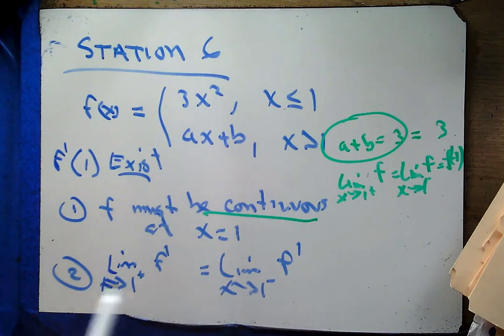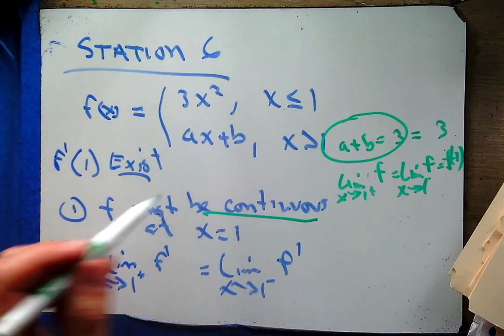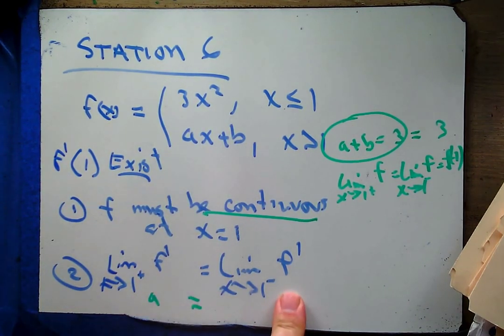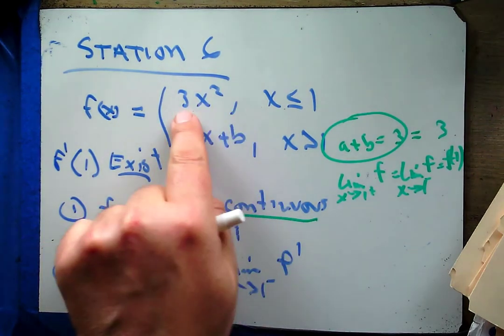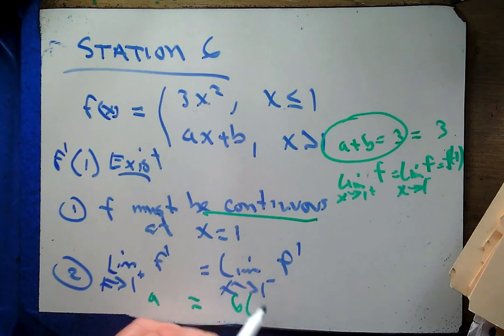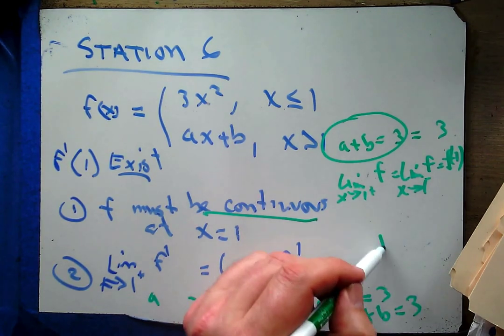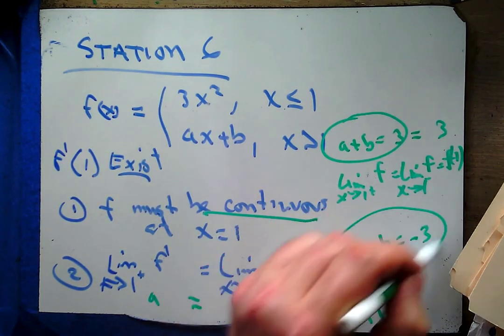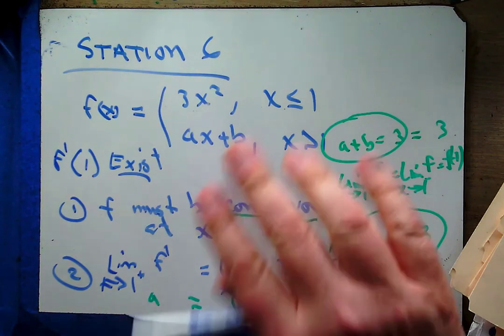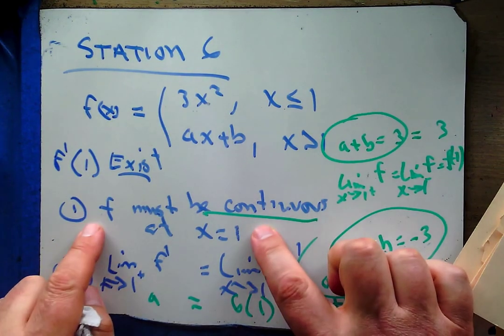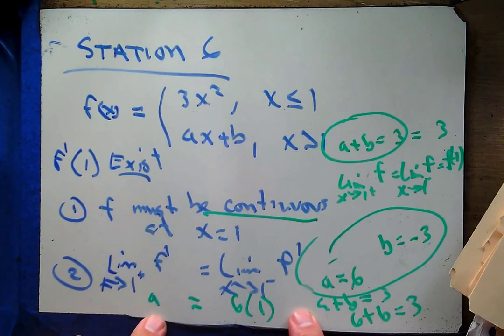Now, what about here? What about the limit of the slopes? Well, the limit of the slopes from the positive side, the derivative here, the slope here, is a. And the derivative over here is 6x, but we want to know at 1. So, 6 times 1. So I know that a equals 6, and a plus b equals 3. So 6 plus b equals 3. So b must be negative 3. So when a equals 6 and b equals negative 3, the derivative will exist at x equals 1 because this function will be both continuous at x equals 1 and the limit of the slopes from both sides of x equals 1.